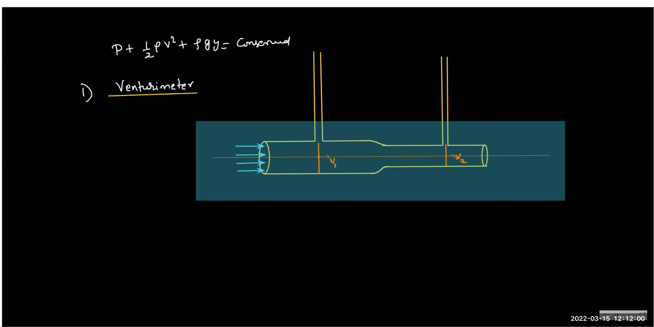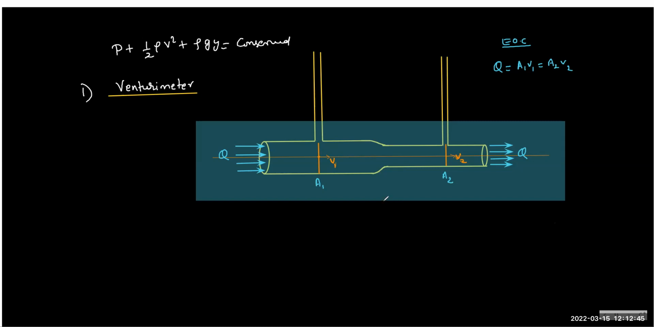Tell me, at which cross-section is the velocity more? V2. Definitely, because of the reduction in the cross-section area, the velocity must increase, because continuity must be maintained. So Q is fixed. The first step we always take when solving a Bernoulli equation problem is to write the equation of continuity: A1 V1 equals A2 V2. They may or may not give you the values, so assume. You always begin like this.